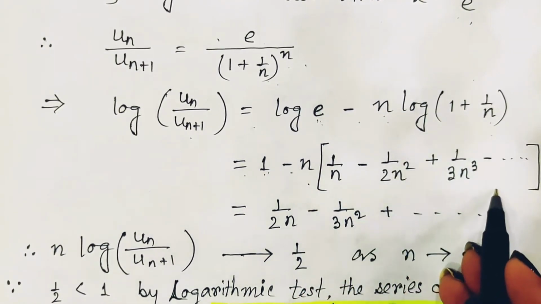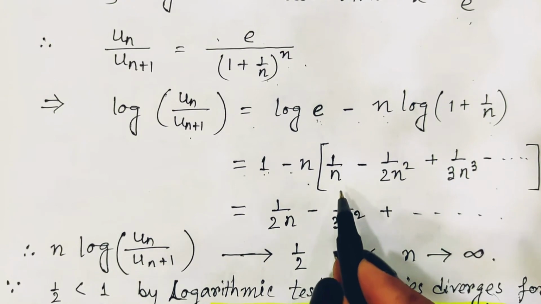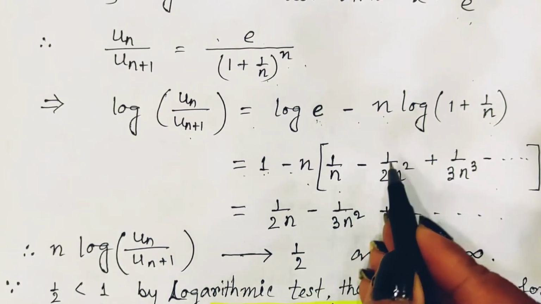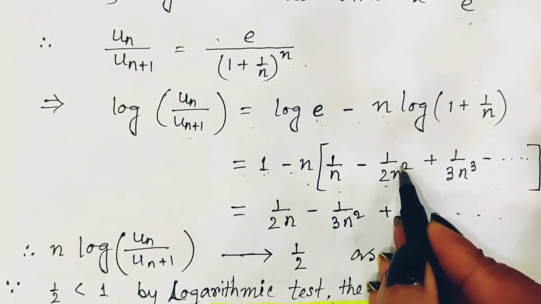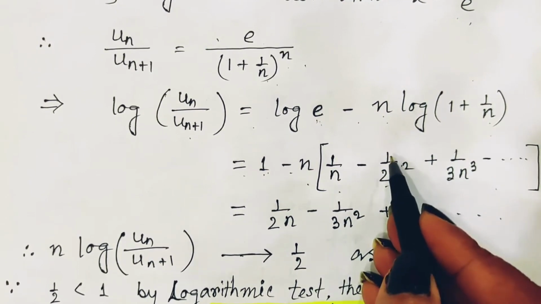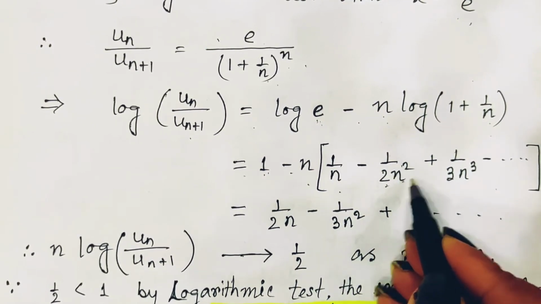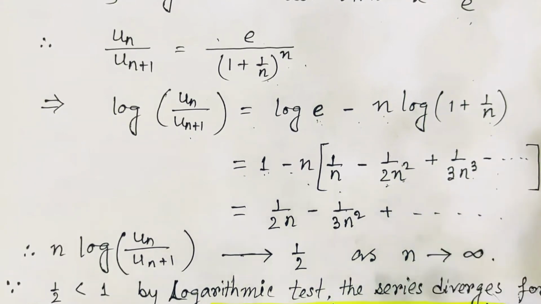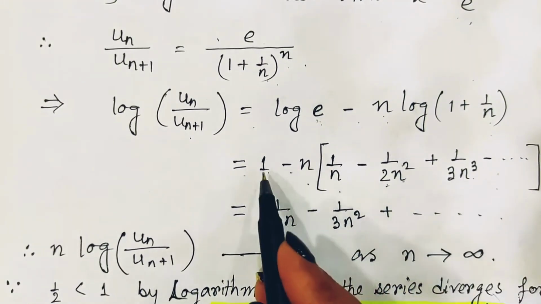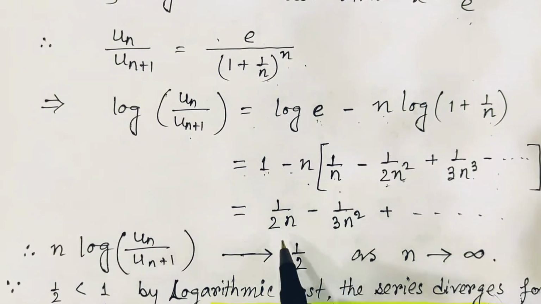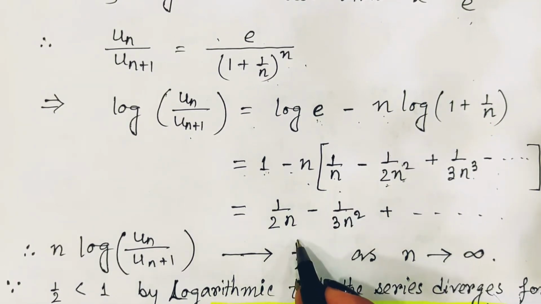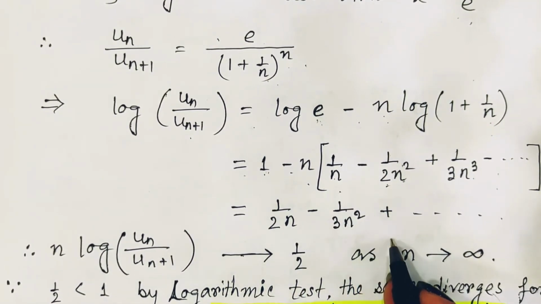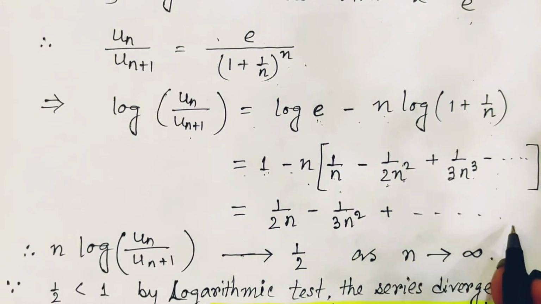If we expand this one, then its value is 1 by n minus 1 by 2 n square plus 1 by 3 n cube minus and so on. So in this way, if we proceed, then these two terms cancel out, and finally we will find 1 by 2n minus 1 by 3n square plus the rest of the terms.